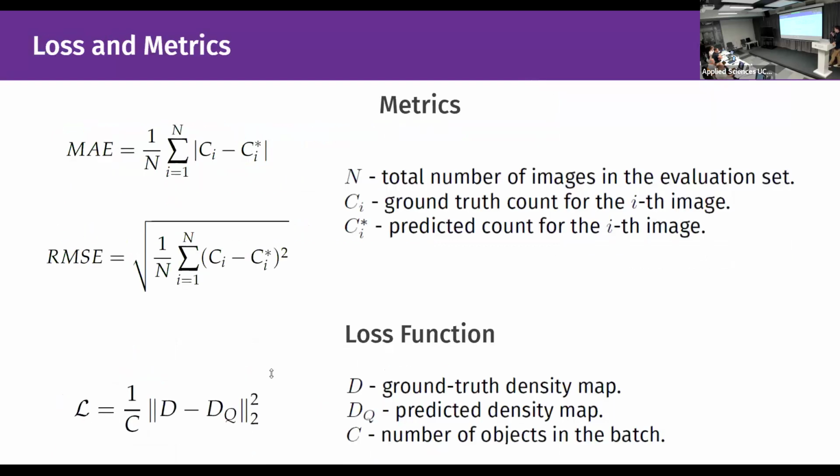We use standard metrics adopted in other object counting works, specifically mean absolute error and root mean squared error. And the loss function is the normalized mean squared error loss between the ground truth and predicted density map.